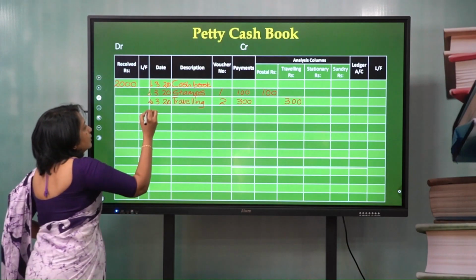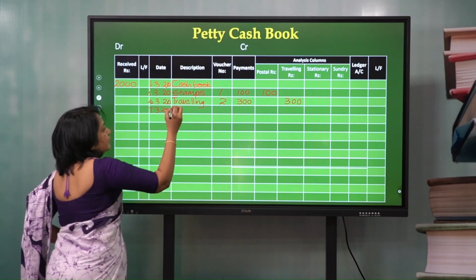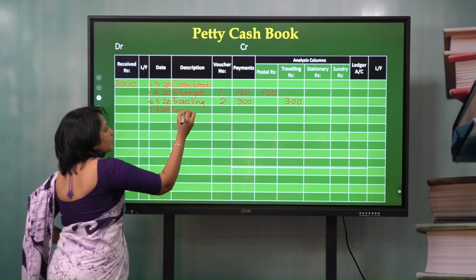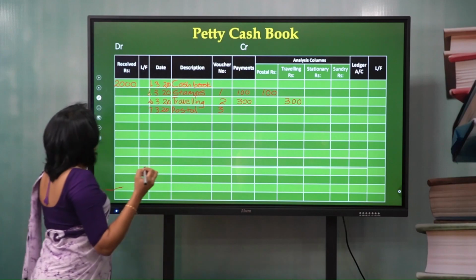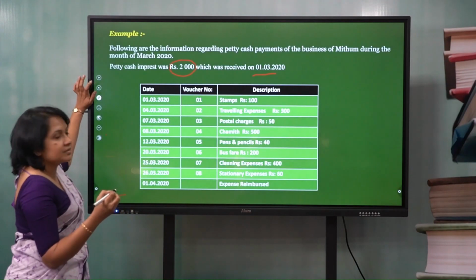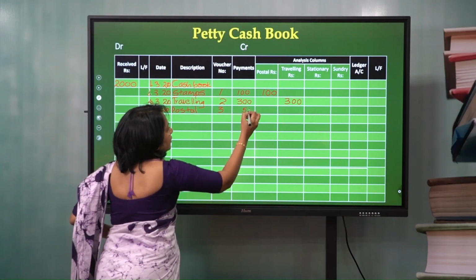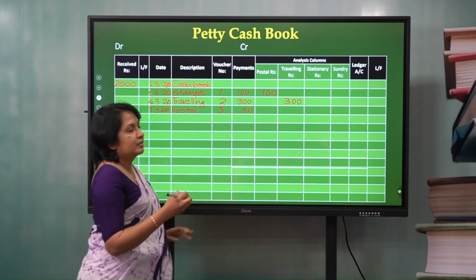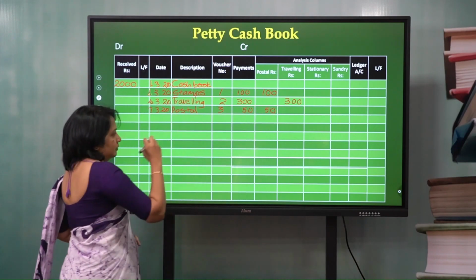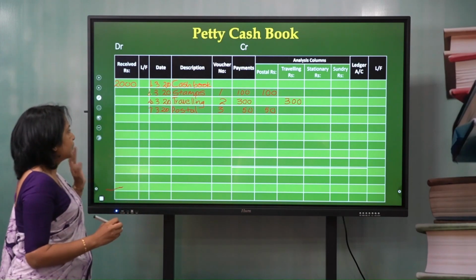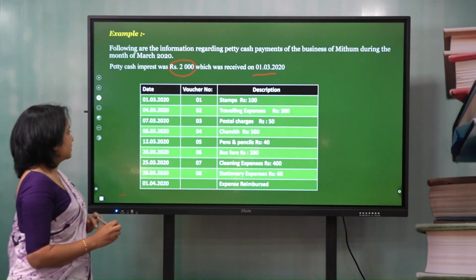The date is 7th March 2020 and description postal and the voucher number is voucher number 3. They have spent rupees 50. So we will write under the payment column rupees 50, and we can write in the same column under the postal column 50 rupees also. Third transaction is also over now. So we will go to the next one and see.